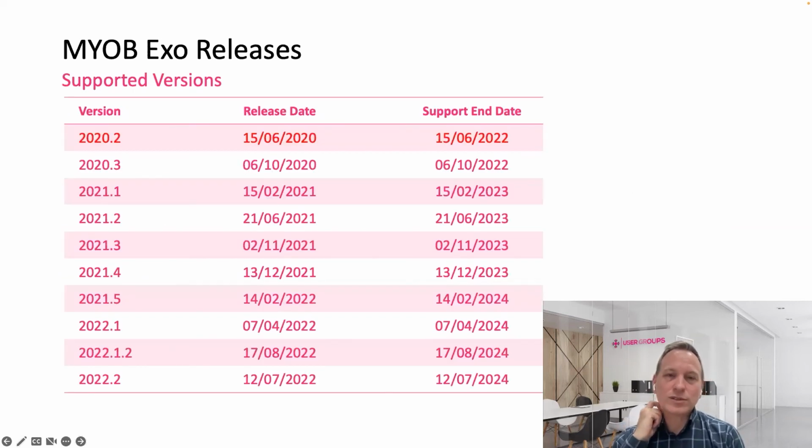MYOB does have a rolling 2-year support window around versions of Exo. So the oldest version of Exo currently supported is 2020.3, which was released on the 6th of October 2020 and comes out of support on the 6th of October 2022, just a short time away. So in terms of your MYOB support, you do need to be aware of the versions that are supported. Of course, your business partner will support you to a best effort, no matter what version that you're on. But you do need to be aware of the importance of that back-to-back support with MYOB that the business partners rely on.